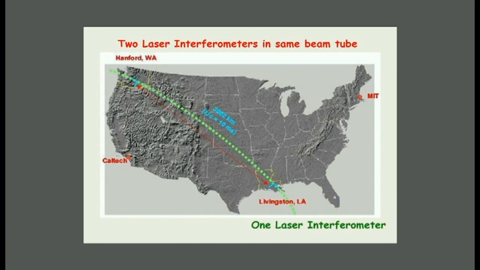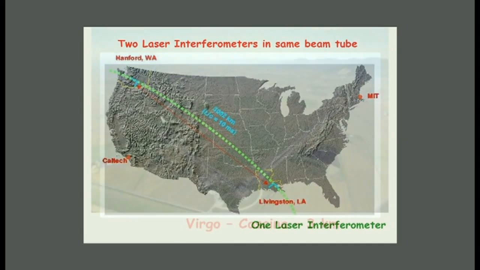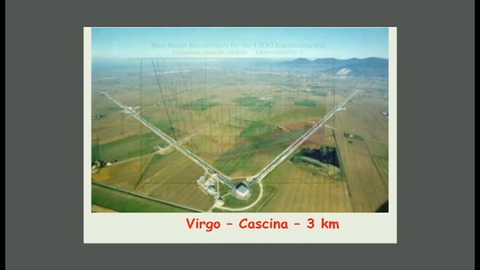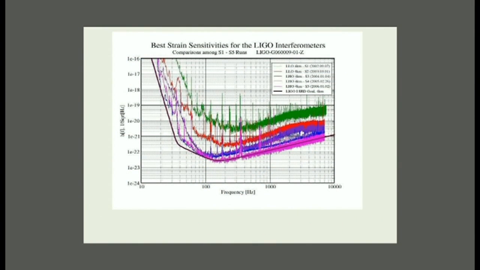a gravitational wave. For the rest of my story, it is very important to mention that originally the Americans had planned to put one interferometer here, but in the same beam tube their plan was to put two laser interferometers. This is the detector which is 3 kilometers long, the European detector at a place called Cascina. This is the Virgo detector, and over the years these detectors improved.